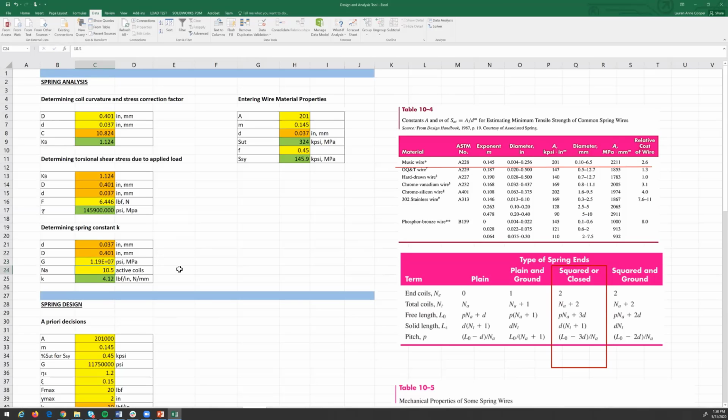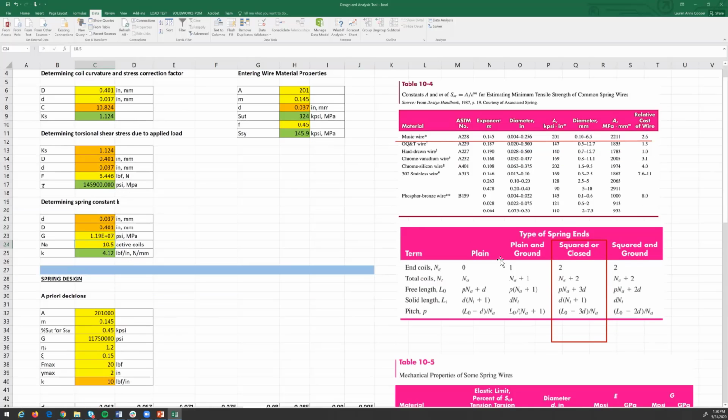We are given that this spring has 12.5 total turns, but we need to find the number of active coils in order to determine the spring constant K. So that is another table. It's this type of spring ends table. So I just have a little box that I can move. We're told that we have squared ends, and we want the number of active coils.